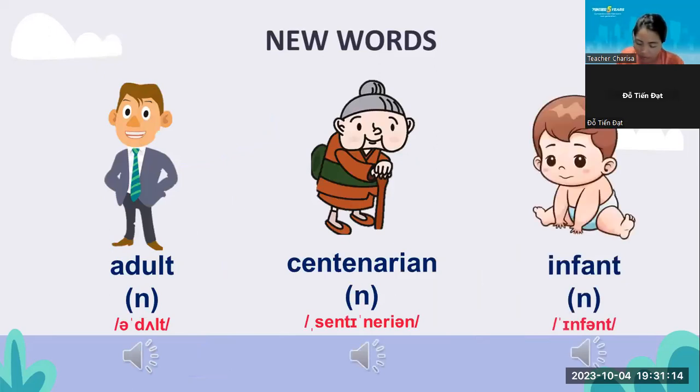So go first. Please read it. So we have adult, the centenarian. What is that? The centenarian, the infant. Yes, centenarian. So first we have the infant before we will go to this.